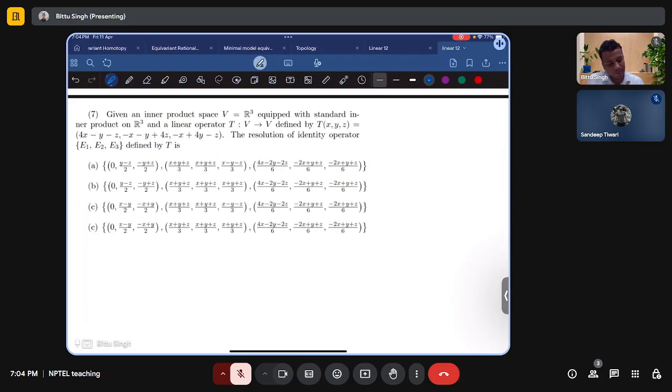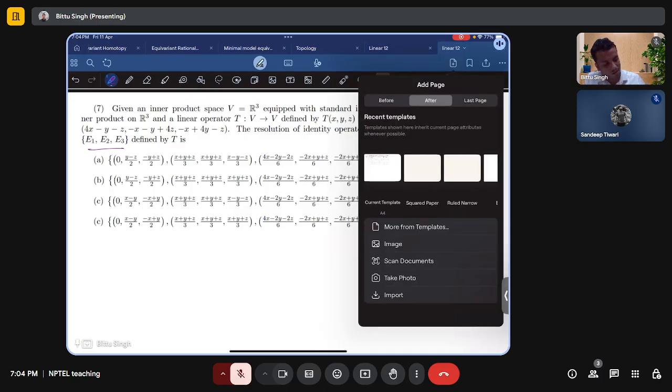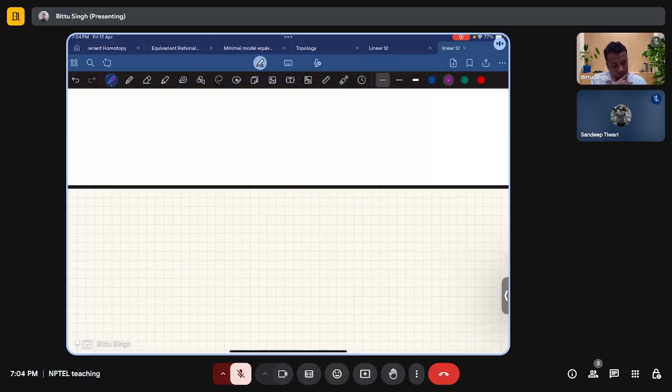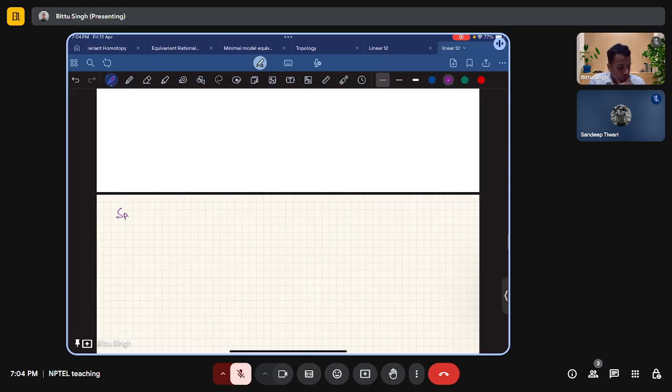Now question number 7 here. Operator T is given. We need to find the resolution of the identity operator, that is E1, E2, E3. We need to find that. So let us say something about normal operators. Some properties should be stated. So what is the spectral theorem?